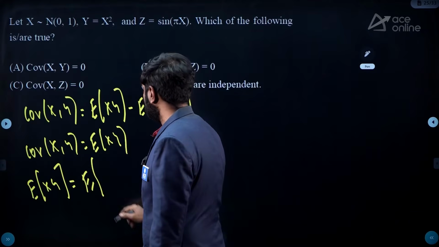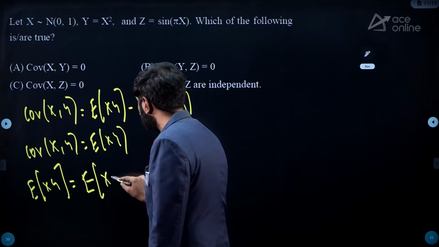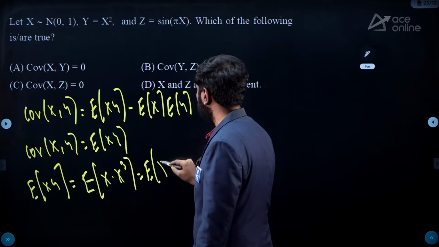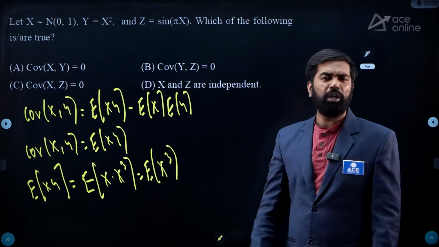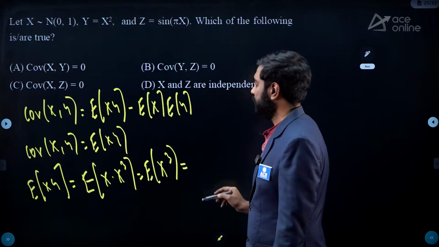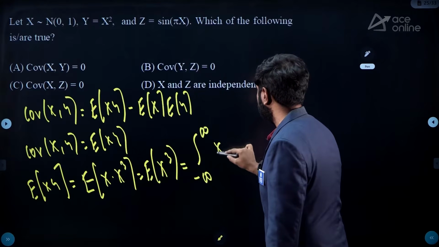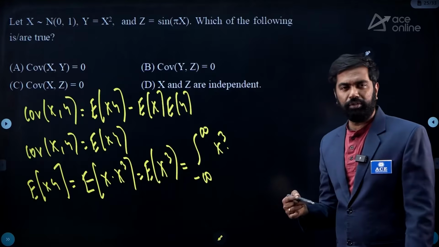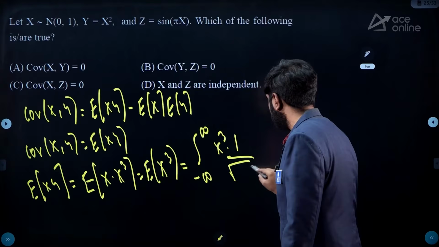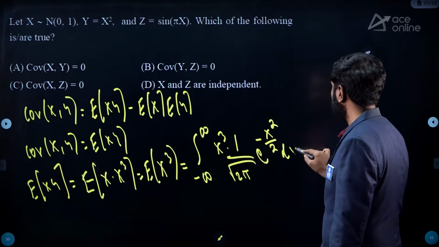Can I write it like this? Expectation, what is Y given in the problem? Y is X square. So now this is expected value of X cube. Now that odd power will help us in solving the problem. How do you find expected value of X cube? It is integration minus infinity to infinity X cube into the probability density function of a zero mean and unit variance normal random variable, which is 1 by root 2 pi e power minus x square by 2 dx.